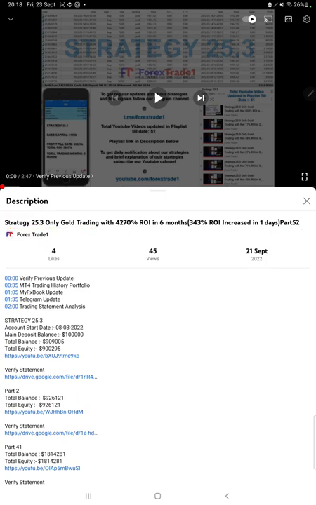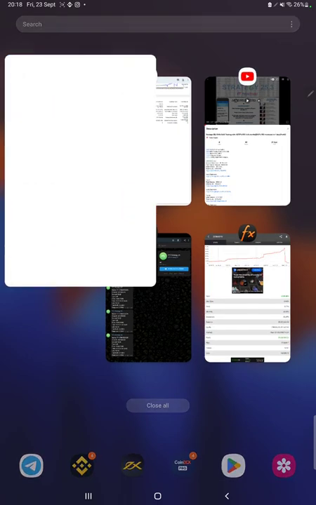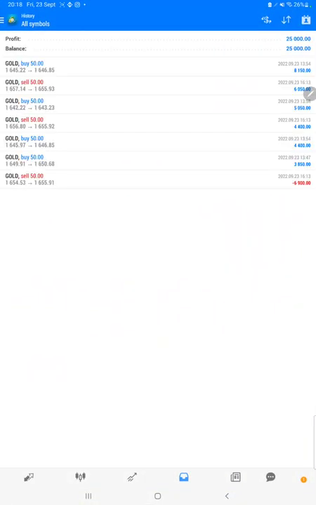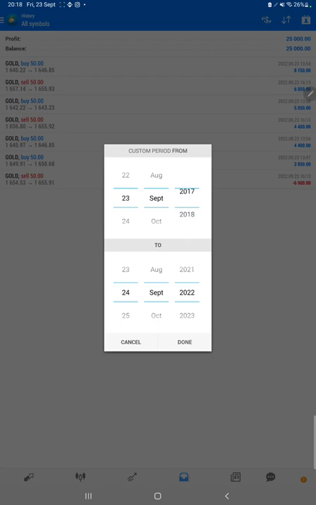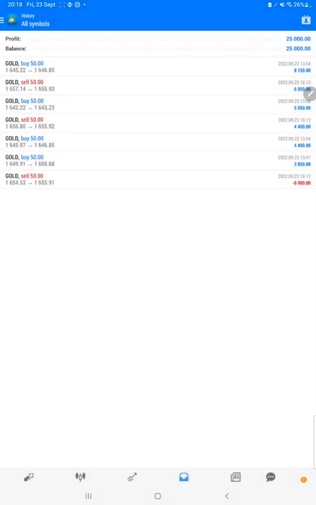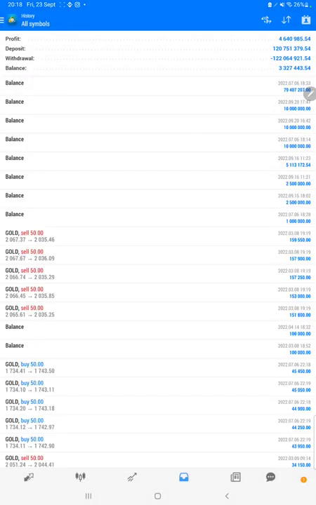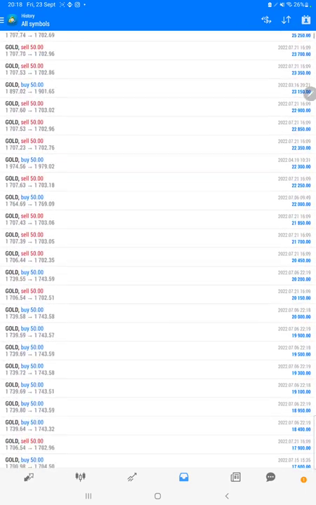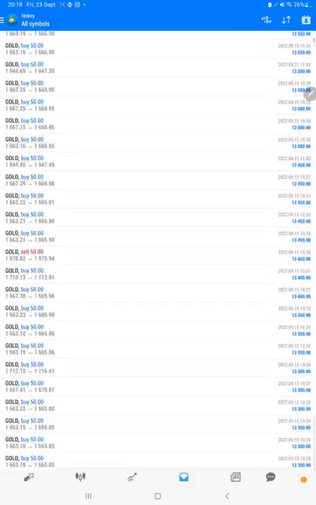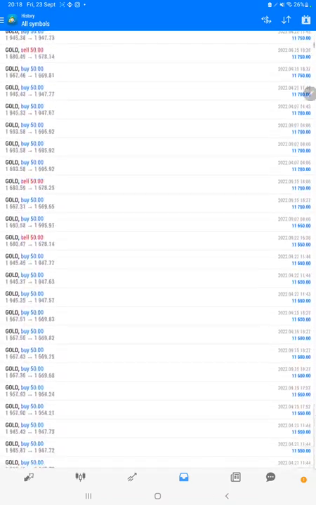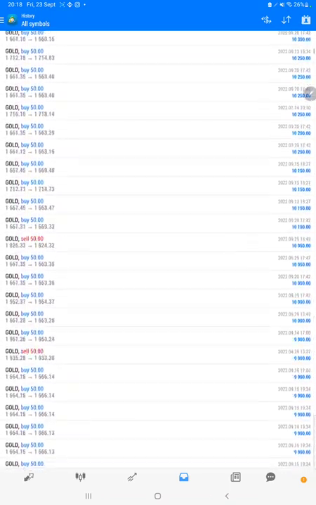And starting the new update, first of all we will verify the trading account history on MT4. We will select a custom period, so total history will be available, and the total profit is $46,40,000, and this is the current balance $33,27,000. We can verify each and every trade that we have taken here and how much profit and loss we have made. The complete detail is available.